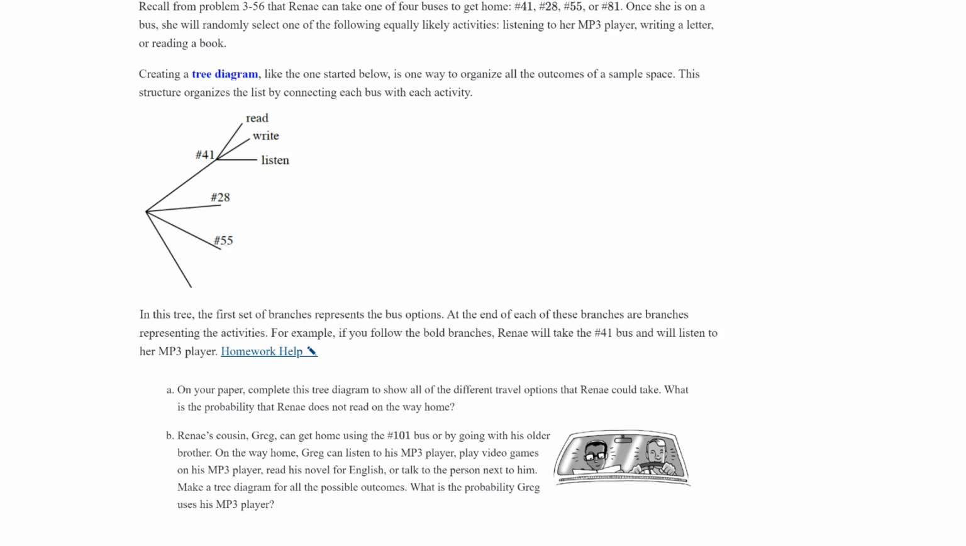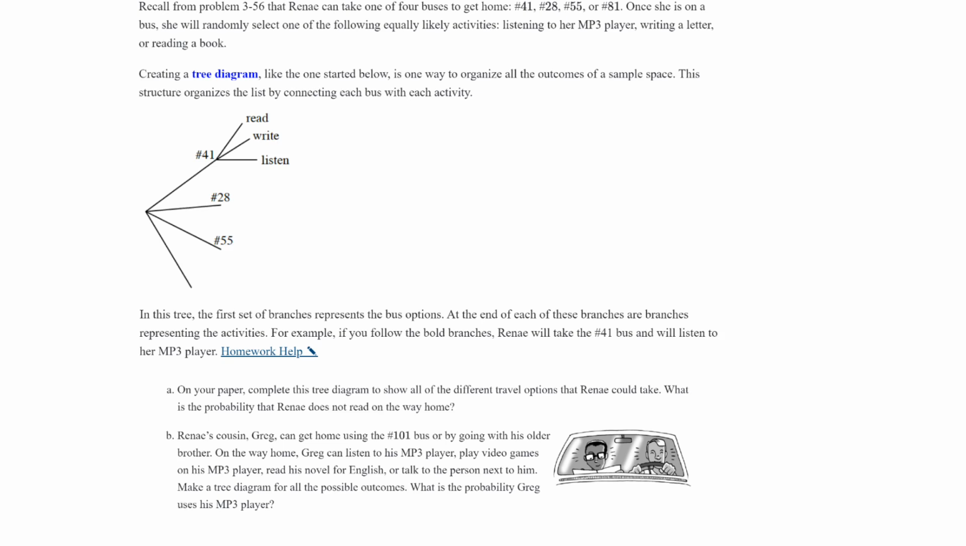At the end of each of these branches are branches representing the activities. For example, if you follow the bold branches, Renee will take bus number 41 and will listen to her MP3 player. On your paper, complete this tree diagram. Show all the different travel options that Renee can take. What is the probability that Renee does not read on the way home?